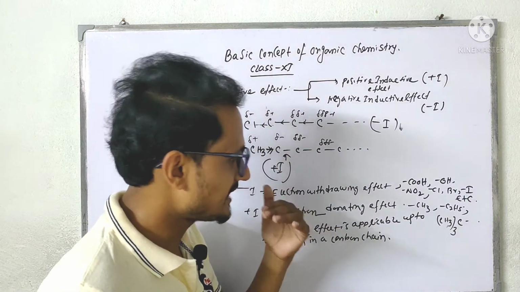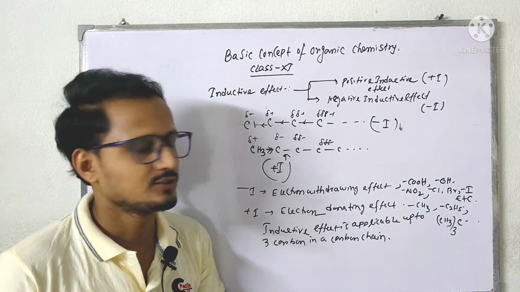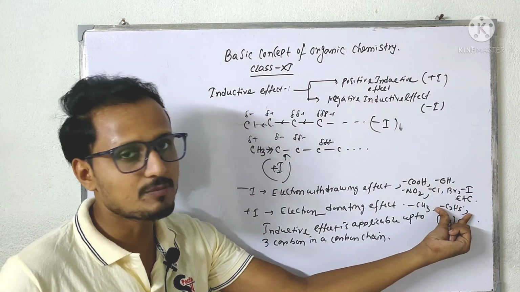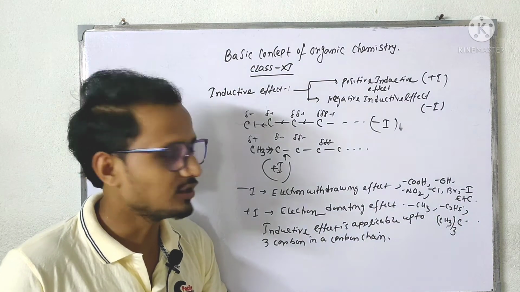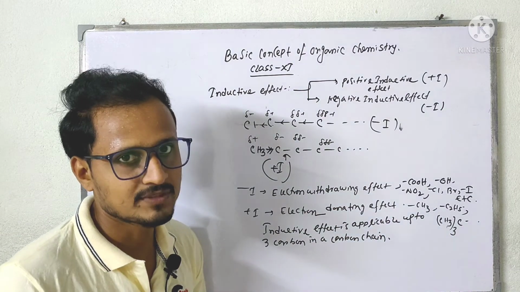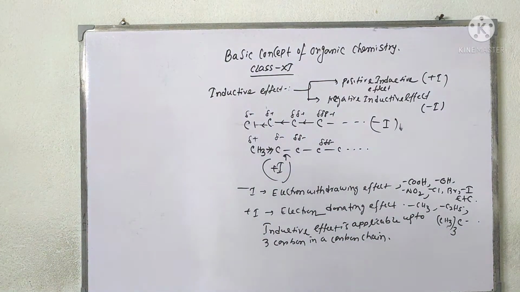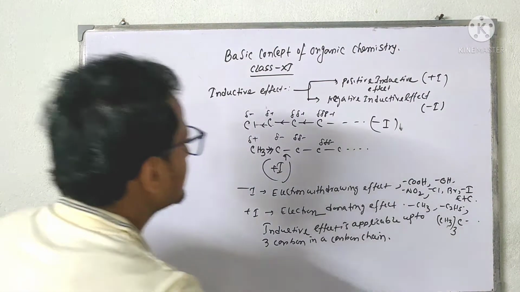Now the extent of the plus I effect increases as the number of carbon increases. So here C2H5 has more plus I effect than CH3. Also tertiary butyl group has more plus I effect than the isopropyl group. So these are very important, just write down. Okay, written, so I am erasing this one.